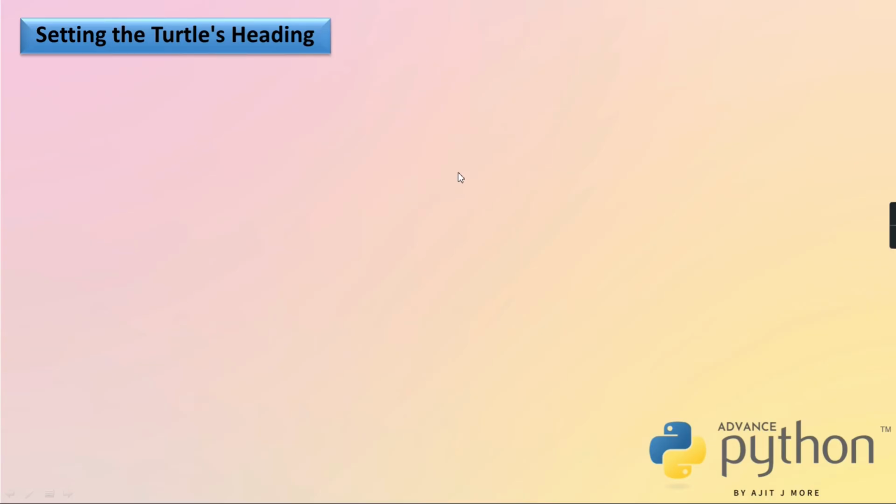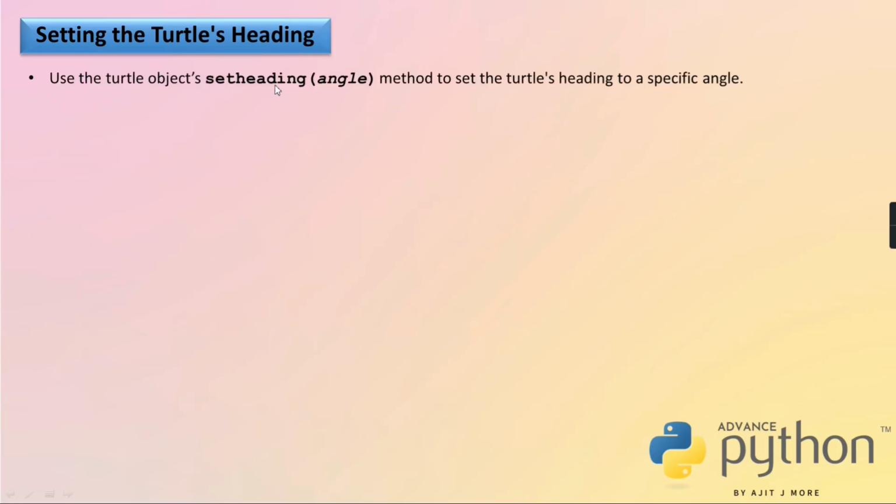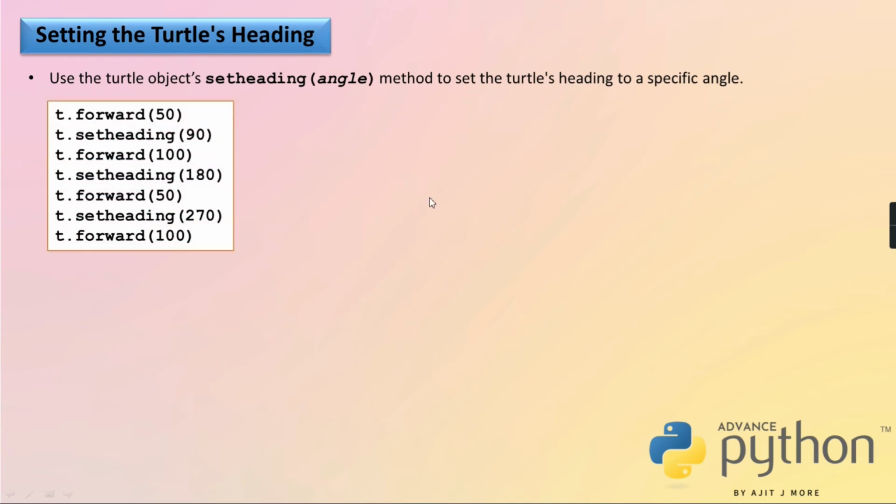So for that also there is a function provided called set heading. Use the turtle object's set heading method with an angle to set the turtle's heading to a specific angle. But this is considered with respect to the origin, as I said, not with respect to which direction it is currently heading. See, forward 50, then I have written set heading 90.